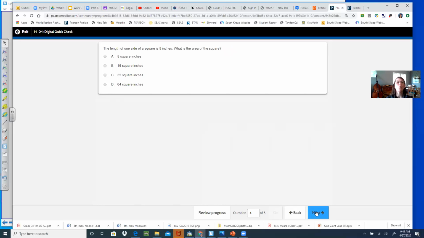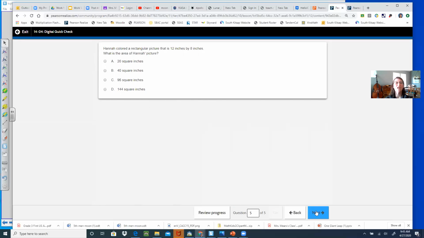Number 4, the length of one side of a square is 8 inches. What is the area of the square? We had a problem earlier. I think it was number 1, where it was the same concept. So a square is a special type of rectangle. So area equals length times width. Your length and your width are the same. So you will be multiplying the number they gave you by itself. Is it 8 square inches, 16 square inches, 32 square inches, or 64 square inches?